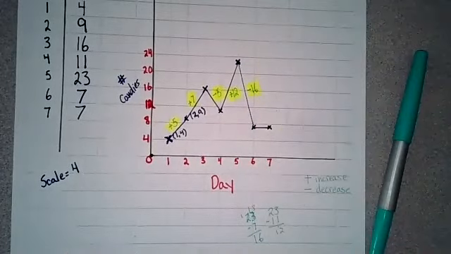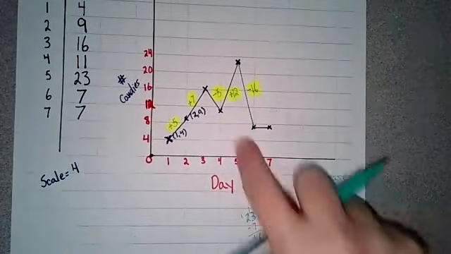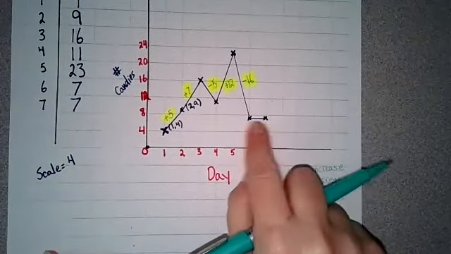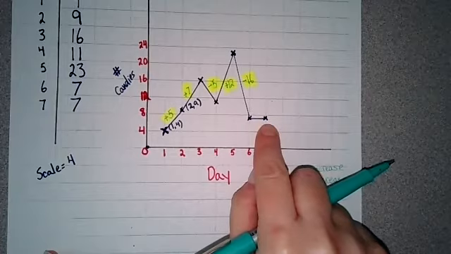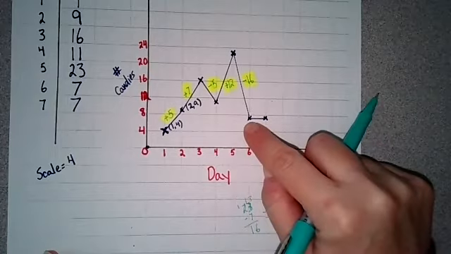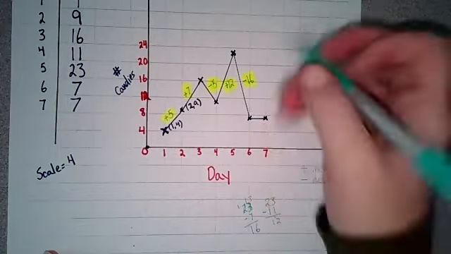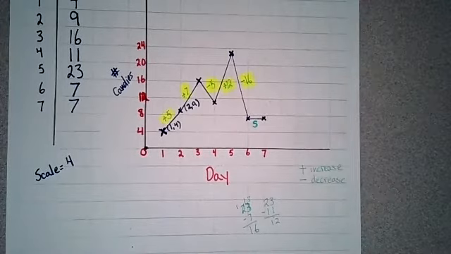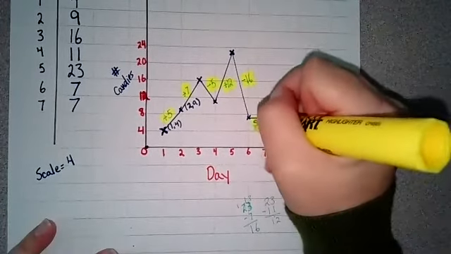And then from day 6 to day 7 is what I like to call a flat line. This is where it stops or it stays the same. This was 7 and this was 7. So it stayed the same. I still like to label that with an S, meaning that it stayed the same.